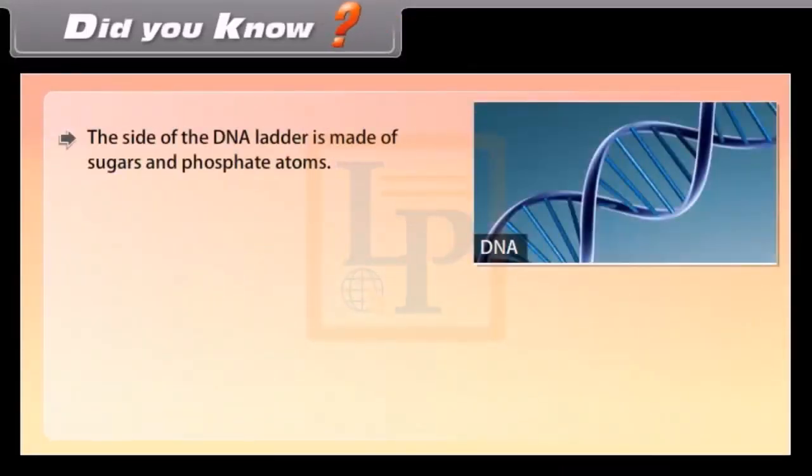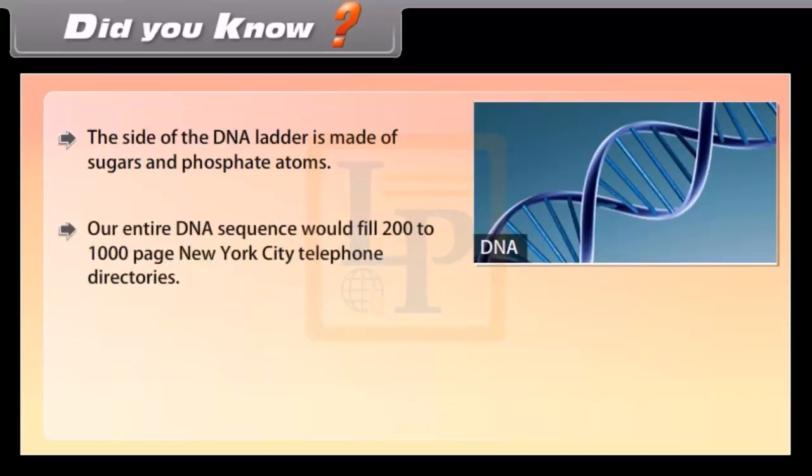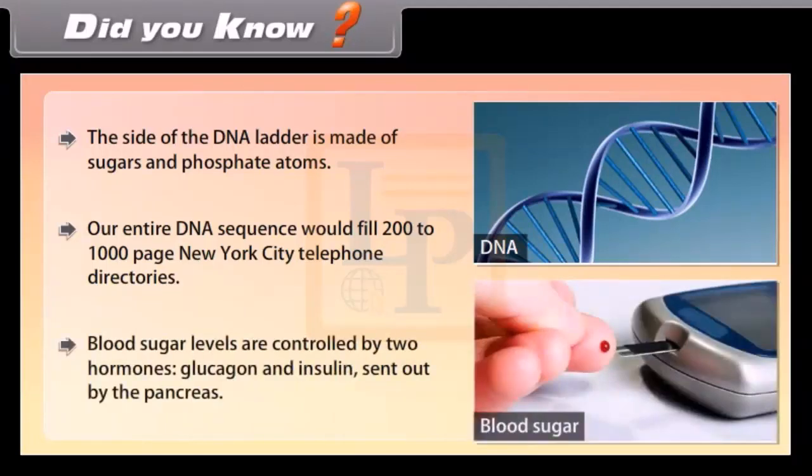Did you know? The side of the DNA ladder is made of sugars and phosphate atoms. Our entire DNA sequence would fill 200 to 1000 page New York City telephone directories. Blood sugar levels are controlled by two hormones, glucagon and insulin, sent out by the pancreas.